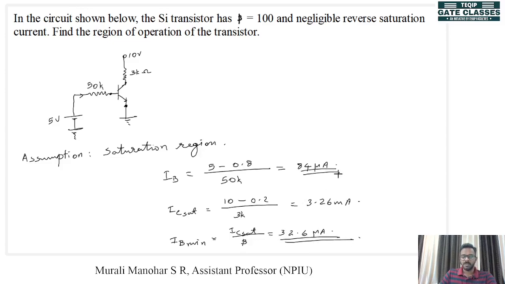Now our IB is greater than IB minimum, right? If IB is greater than IB minimum, that means our assumption was right. The transistor is in the saturation region. So this is right, because this IB min is less than IB. So we can do the next problem.